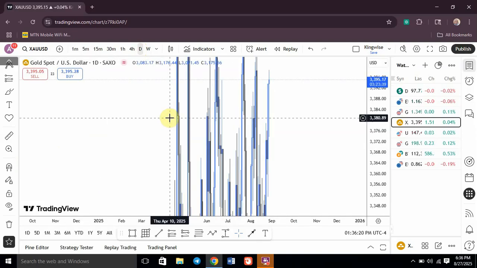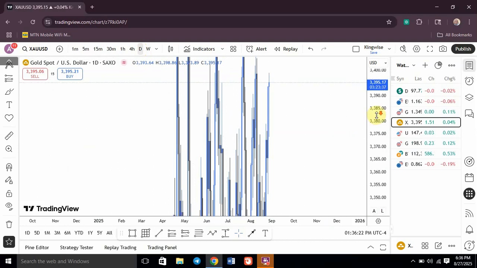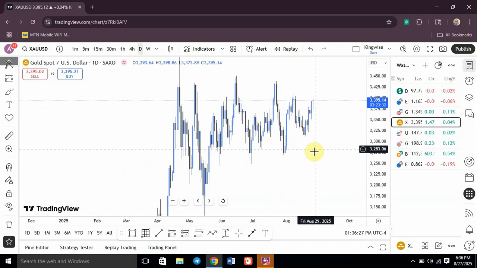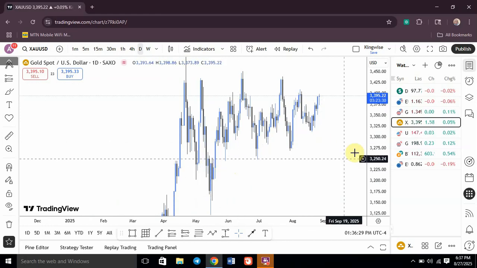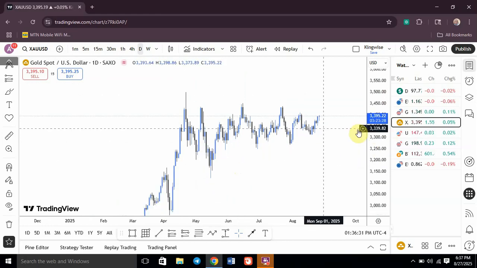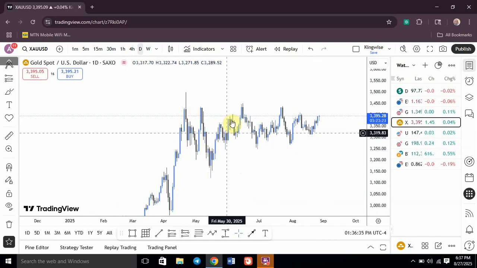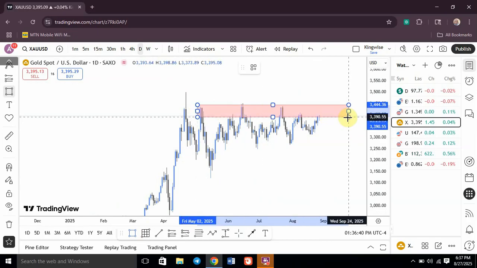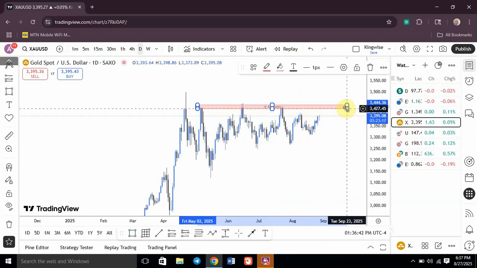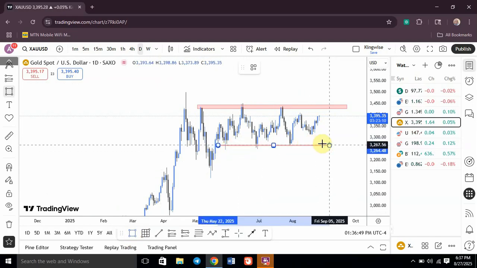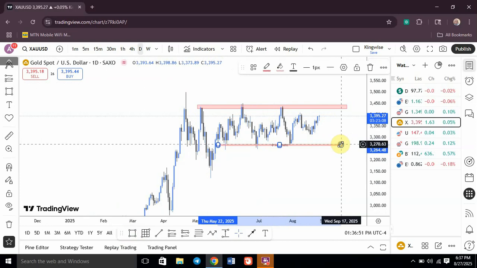Sorry for that delay. That's my network. Okay, so we can see that gold has been ranging for a while. It has been just making equal lows and equal highs. So we are on a resistance at this point and a support around here as where market has been reacting to.